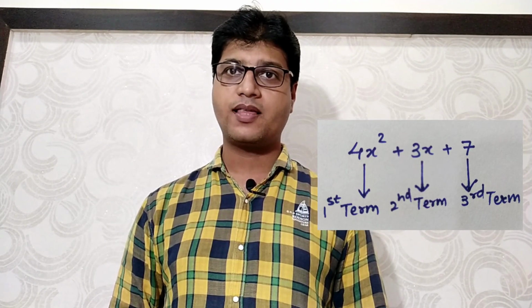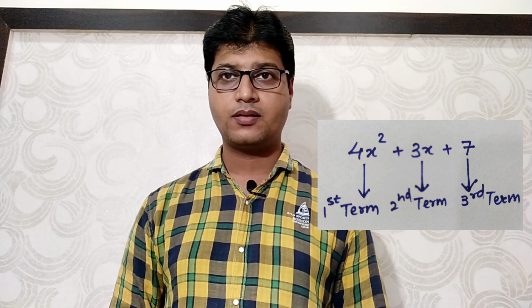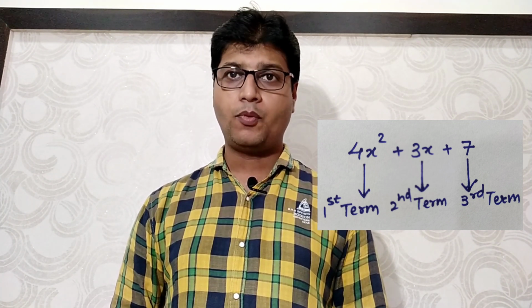Now let's see the classification of polynomials based upon the number of terms. Now what do you mean by the word term? A term is a segment of an expression which is formed due to various operations like addition and subtraction. If in a polynomial there is only a single term, you call it a monomial. If there are two terms, you call it a binomial, and if there are three terms, you call it a trinomial, as shown here.